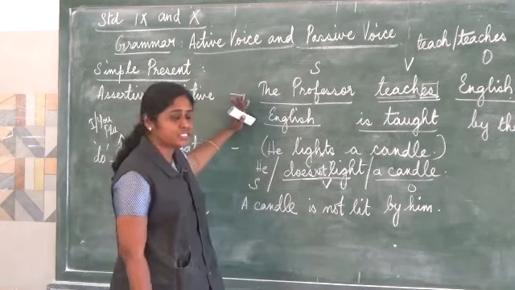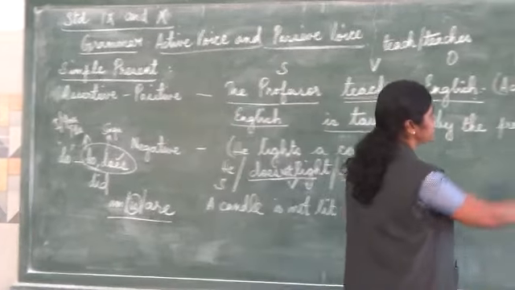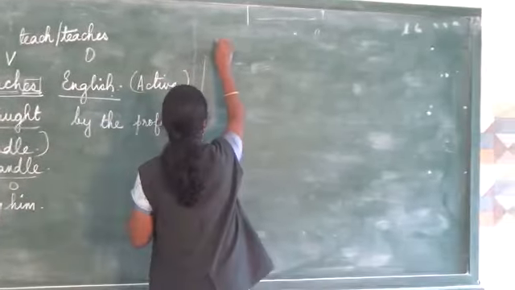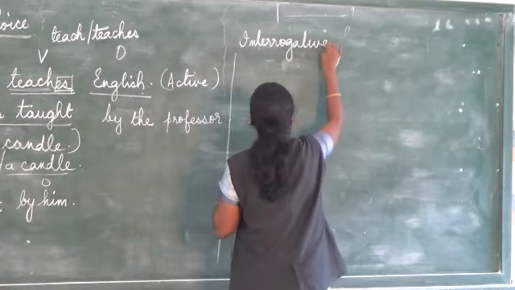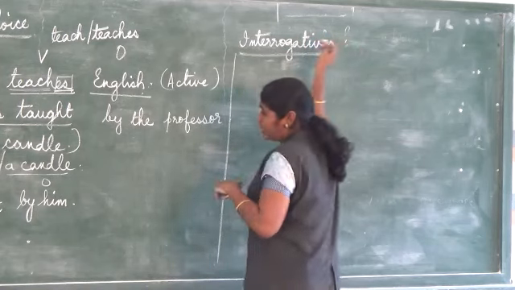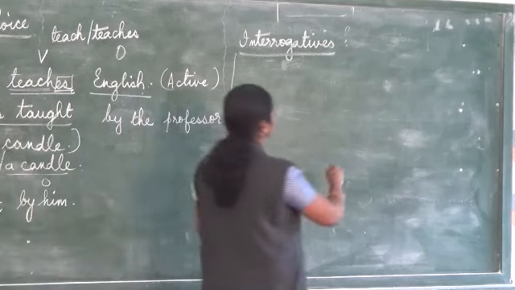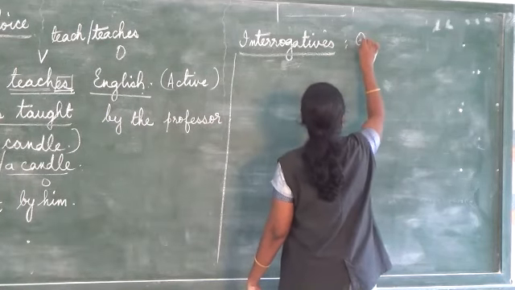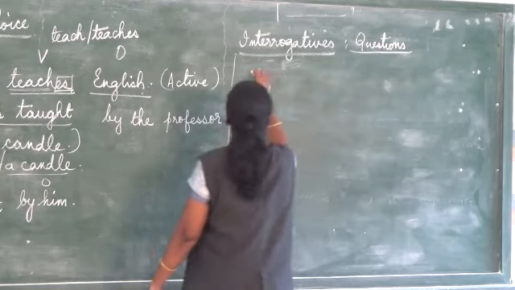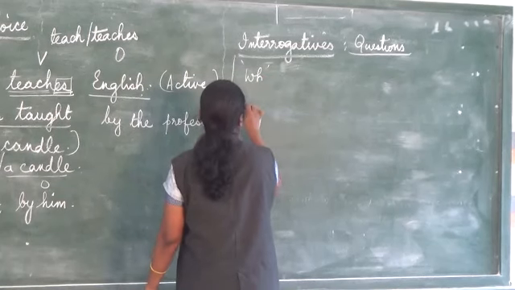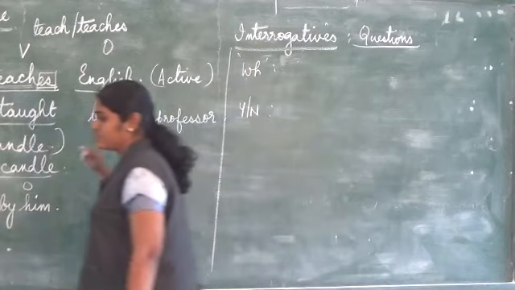Okay, so now we have discussed positive sentence, negative sentence. Now for simple present, we have one more category that is called as interrogatives. What do you mean by interrogatives? Interrogatives are nothing but questions. Okay, so interrogatives are nothing but questions. When we talk about questions, we have two kinds of questions. Okay, WH questions and yes or no questions.